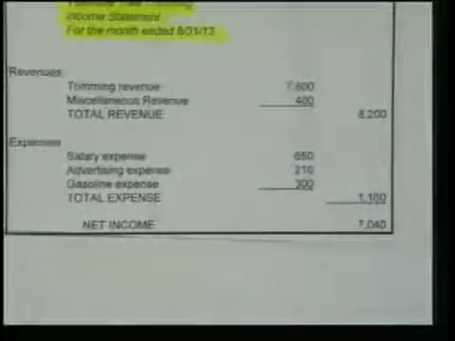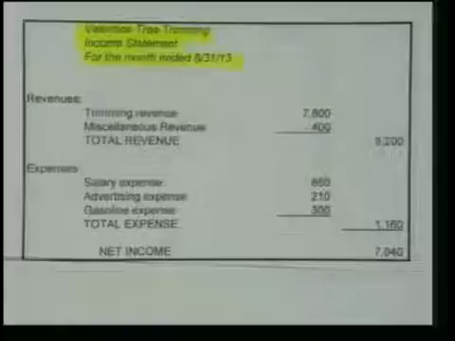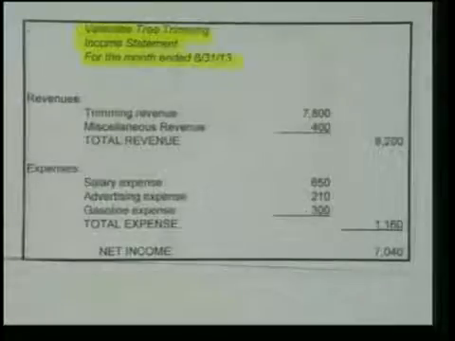Okay, a couple people asked some good questions about this as they were working on it, and I'll answer those. But first, let's just look at the income statement, and you can do the rest for homework, okay? Here's the income statement. Can you guys see that all right? You've got your revenues minus your expenses equals a net income of $7,040, right? Did I prepare this in good form or proper form?